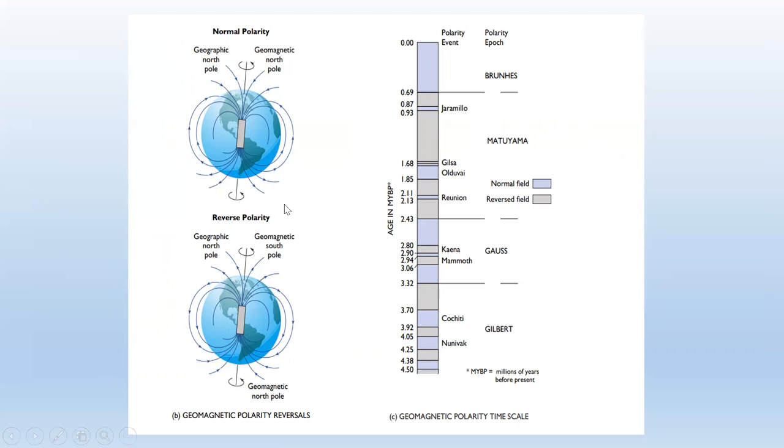So because of this normal and reverse polarity, different geomagnetic polarity epochs form with respect to time. These are Gilbert, Gauss, Matsuyama and Brunhes. With respect to age, you can see that Matsuyama is mostly reverse in field. Some also positive or normal is there, but mostly it is reverse. But look at Brunhes, it is mostly in normal field. So that pole position changing is recorded with this geomagnetic polarity time scale.